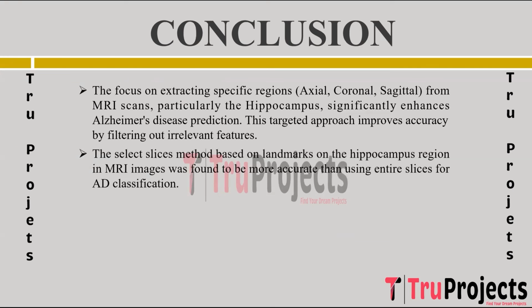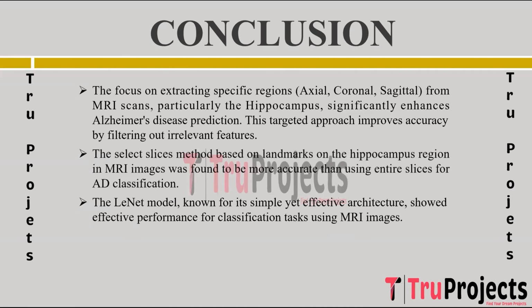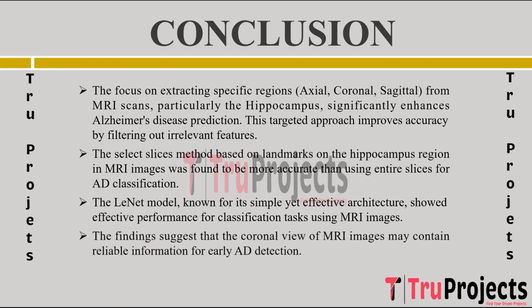The LeNet model's simple yet effective architecture has shown considerable effectiveness in classifying MRI images for Alzheimer's disease. Its design facilitates the extraction and analysis of critical features from these select slices, contributing to accurate classification. The project's findings suggest that the coronal view of MRI images potentially contains substantial and reliable information crucial for early detection of Alzheimer's disease. The features captured in the coronal view appear to hold significant predictive value, aiding in the identification of the disease at an early stage.